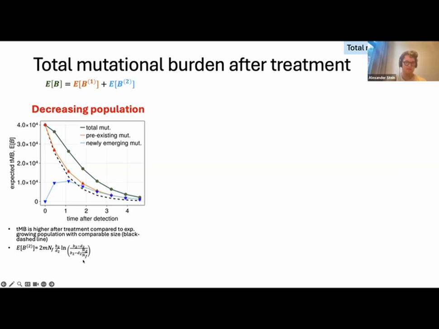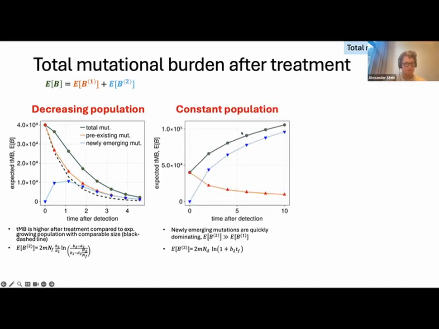And we also find a quite comfortable analytic result, in particular for the newly emerging mutations. The pre-existing mutations will still be a rather complicated sum. For constant populations, an interesting bit of the dynamics is that the newly emerging mutations are quickly dominating. So we have that the expectation of B2 will be much bigger than B1 after a short amount of time. And we find that the newly emerging mutations are increasing logarithmically with time. So here this is essentially a logarithmic curve.